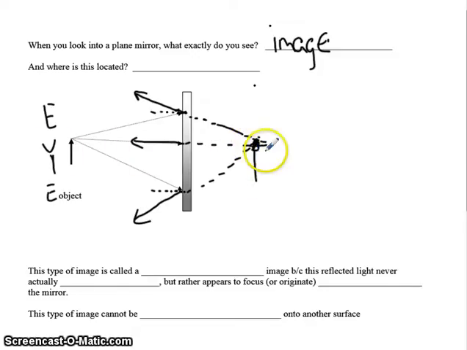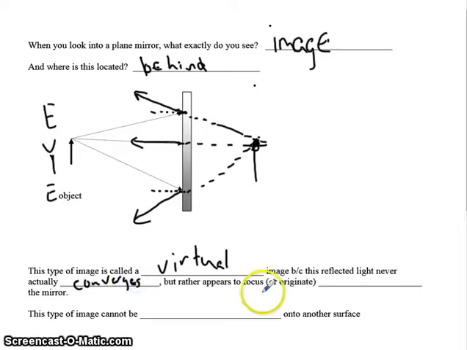back here. Okay, now I haven't drawn this very well to scale, but the rough idea here is that the image is located behind the mirror. Okay, so this type of image is called a virtual image. Because this reflected light never actually converges, but rather appears to focus or originate behind the mirror. And an important property of virtual images, in contrast to real images, is that they cannot be projected.